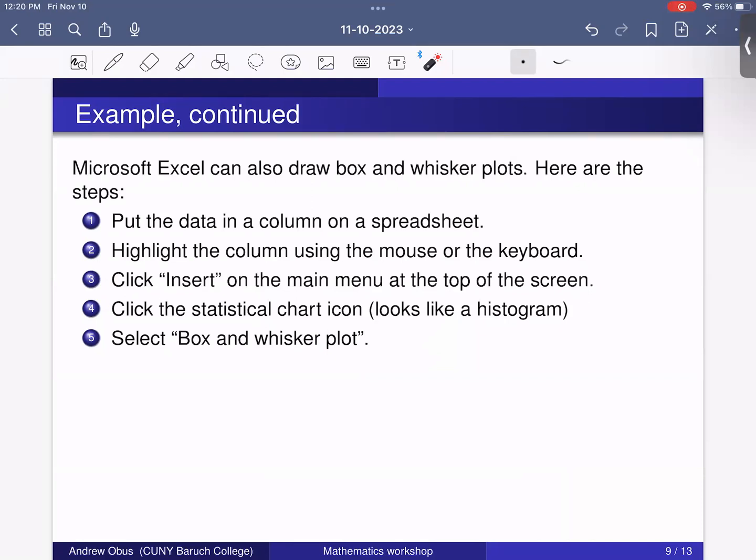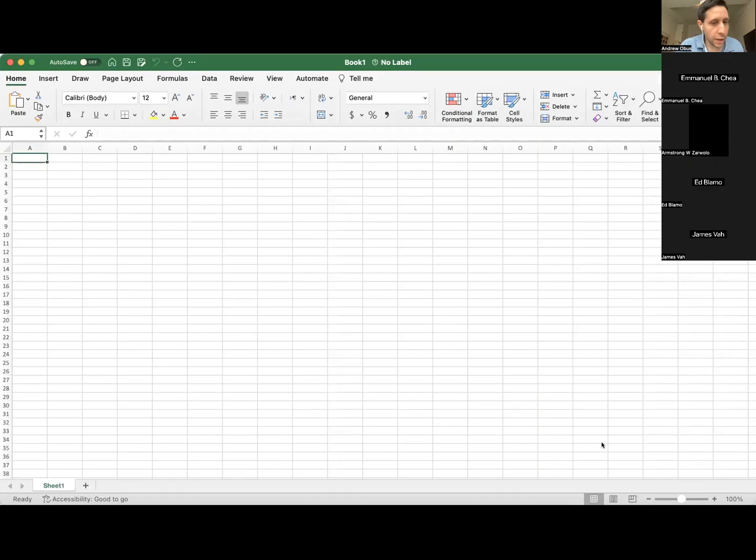Okay, so let me see. Okay, let me do a blank workbook. I'm going to show you my Excel screen then. Let me go to Zoom. Okay, share screen. Let me go to Excel. Okay, so the first thing I'm going to do is type all of the data into a column.